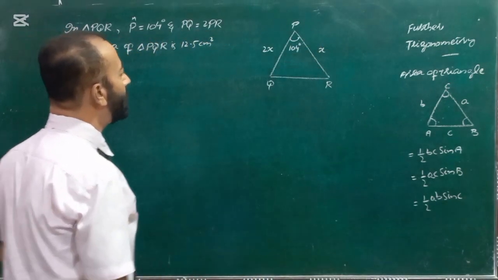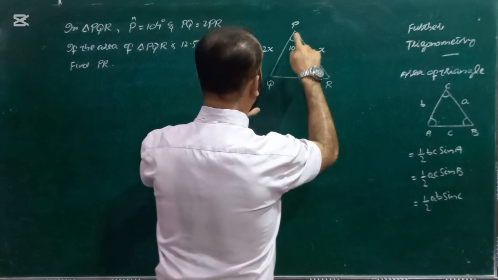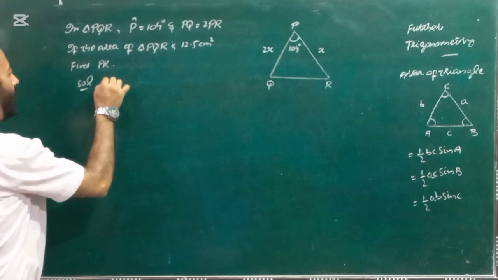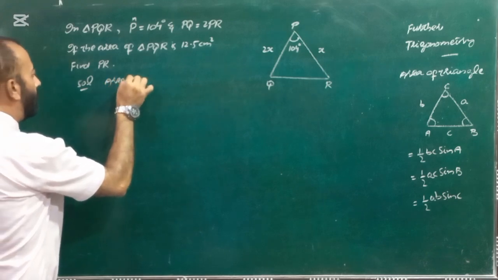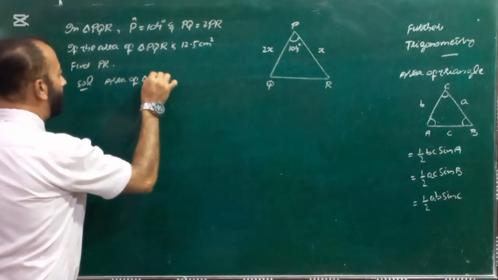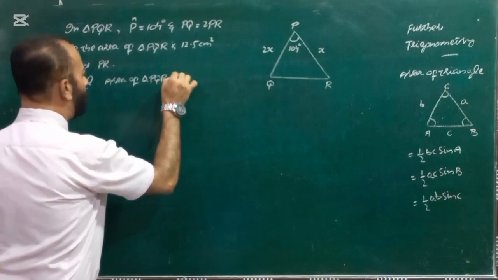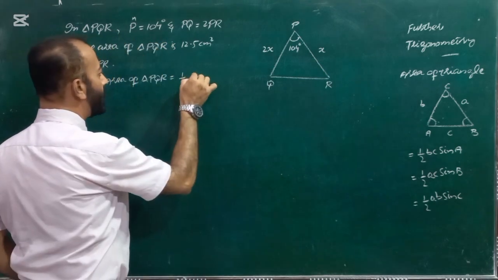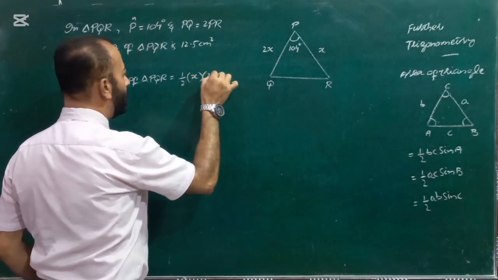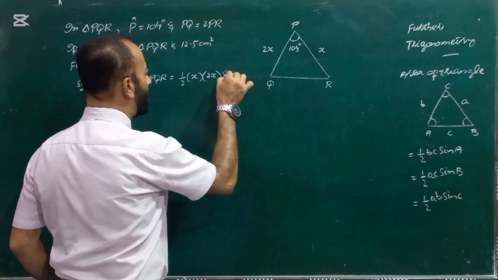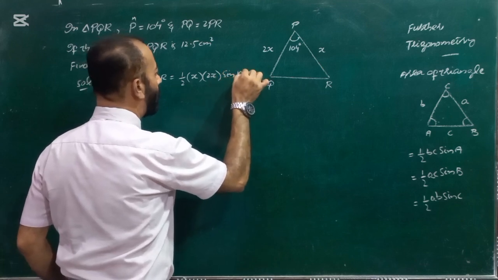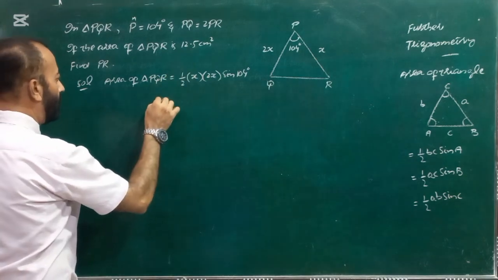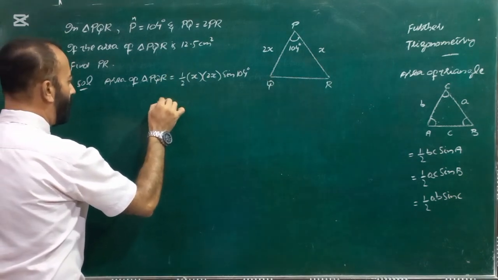Okay, from here you can see two sides are given and their internal angle is given. So area of triangle PQR is equal to 1 by 2 into sides into sine of internal angle, that is sine 104 degree, and the area of the triangle is given, that is 12.5. So 12.5.